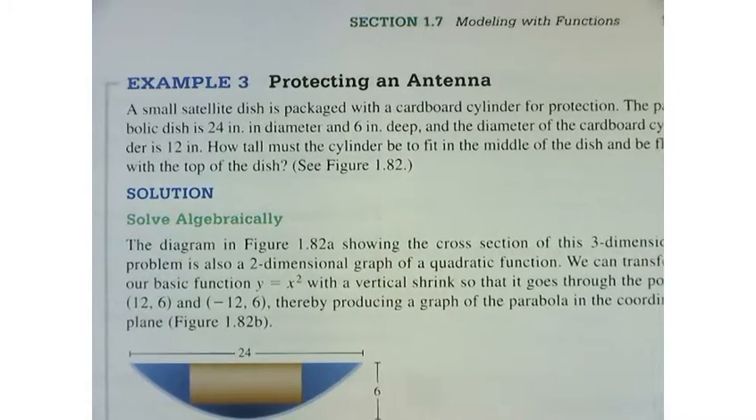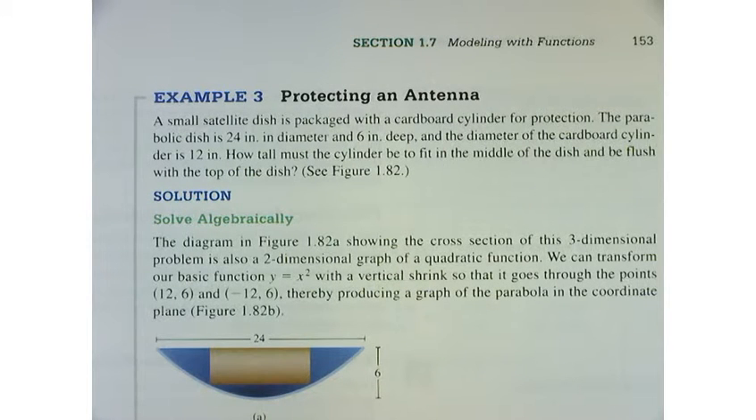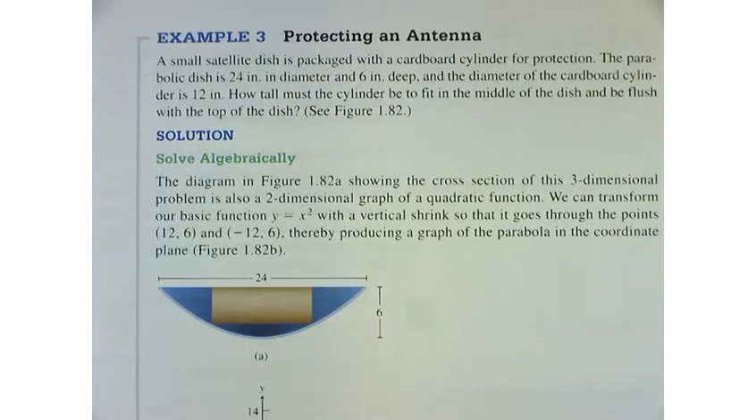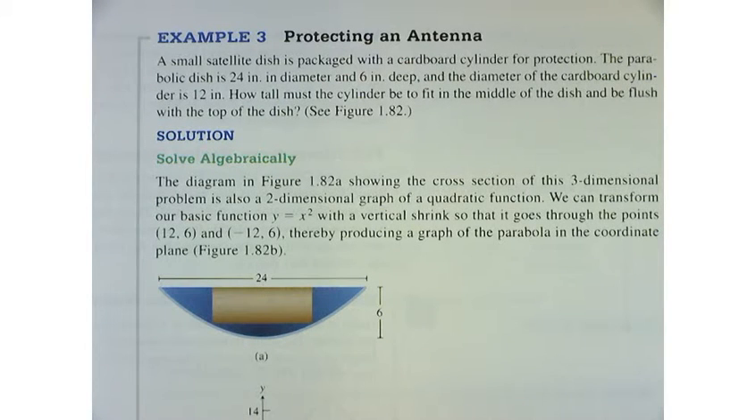Okay, what's it say? It says that a small satellite dish is packaged in a cardboard cylinder for protection. The parabolic dish is 24 inches in diameter and 6 inches deep. And again, they made a little picture of it there. How tall must the cylinder be to fit the middle of the dish and be flush with the top of the dish? Solve algebraically. Alright, so let's draw a picture.